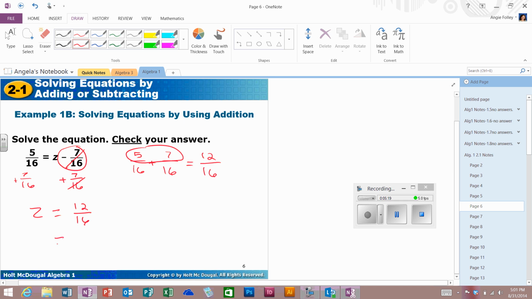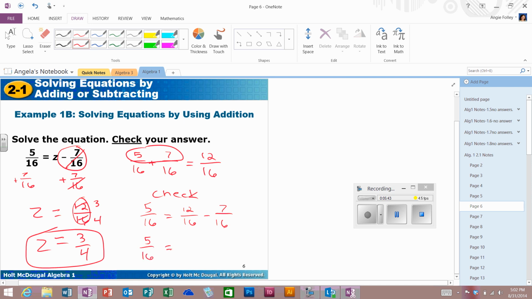And if you want, you could simplify this. 4 goes into 12 3 times, and it goes into 16 4 times. So 3/4 is our answer, but we need to check that answer. I'm going to have you plug in the answer the original way we had it, so then we don't have to change our denominator and everything. So now, when I subtract 12 minus 7, I get 5 over 16. So that is the correct answer. But again, I want to remind you, you should give your answer in the most simplified form, okay?